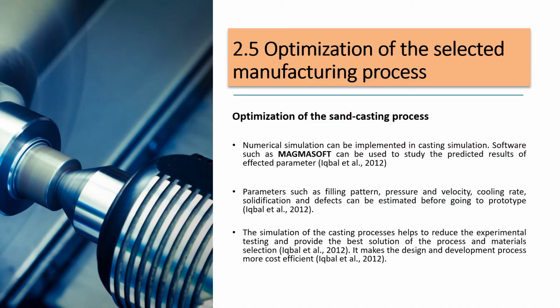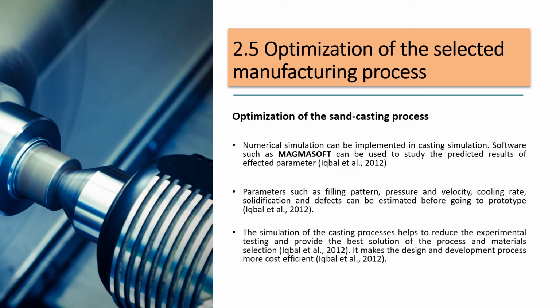Next, we are going to talk about the optimizations of the selected manufacturing process. So the first one is through simulation software solutions. All right, the simulation software can be used to study the predicted result of the affected parameter.